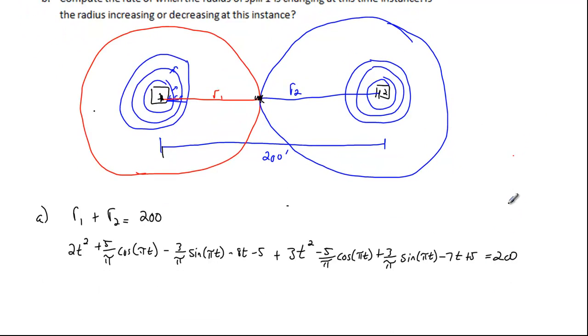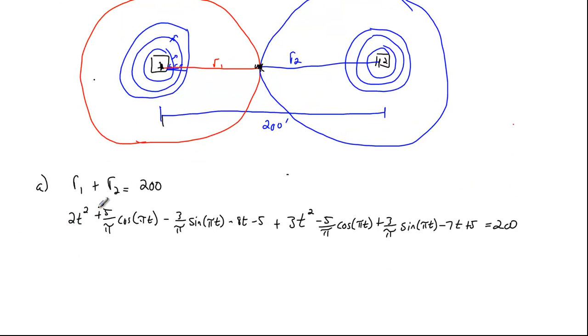So we have now added in our values of R1 and R2 in terms of pi's and t's and their functions. Notice here, 5 over pi cosine pi t cancels with negative 5 over pi cosine pi t. Negative 3 over pi sine pi t cancels with 3 over pi sine of pi t. So we're left with 2t squared. Here we have minus 8t minus 7t, which gives us negative 15t. And here minus 5 plus 5 cancels.